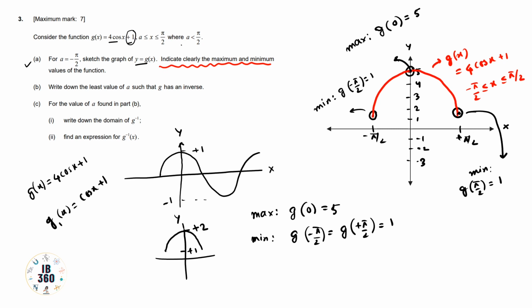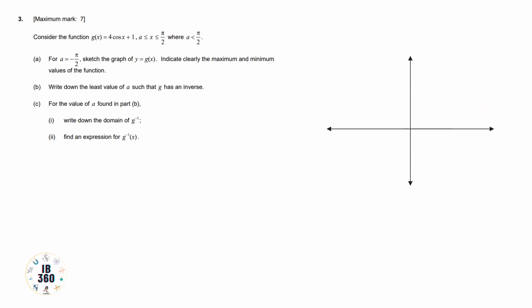Now we will move towards the second problem: write down the least value of a such that g has an inverse. So again we will draw the particular curve, with 1, 2, 3, 4 and 5 on the y-axis, because it was the maximum point, and here it is minus pi by 2 and plus pi by 2. This is the x-axis and this is the y-axis, and we have already discussed the graph will look like this, between this point and this point.